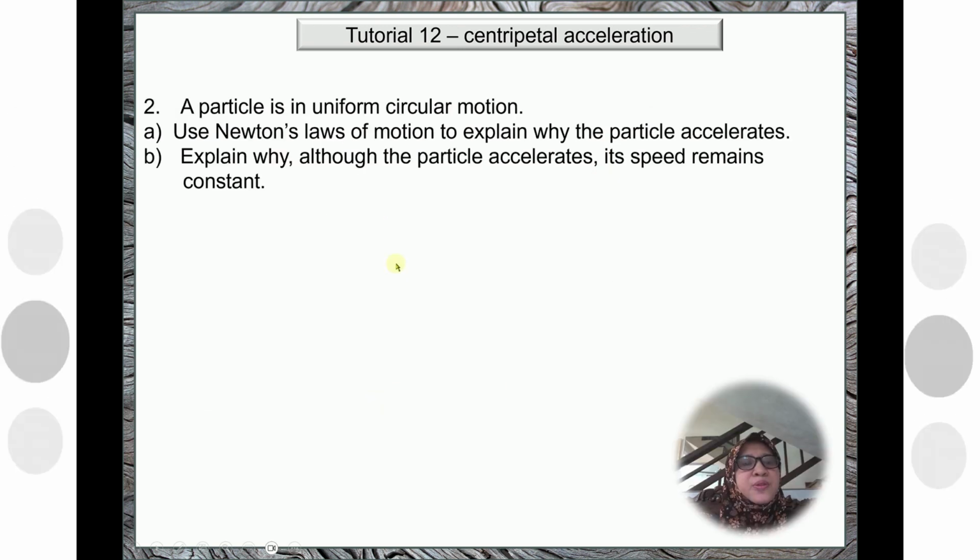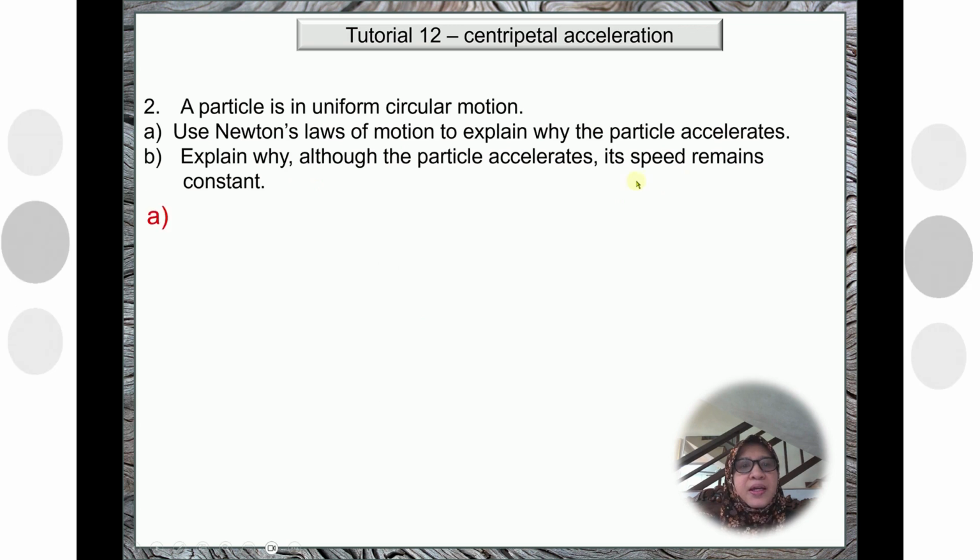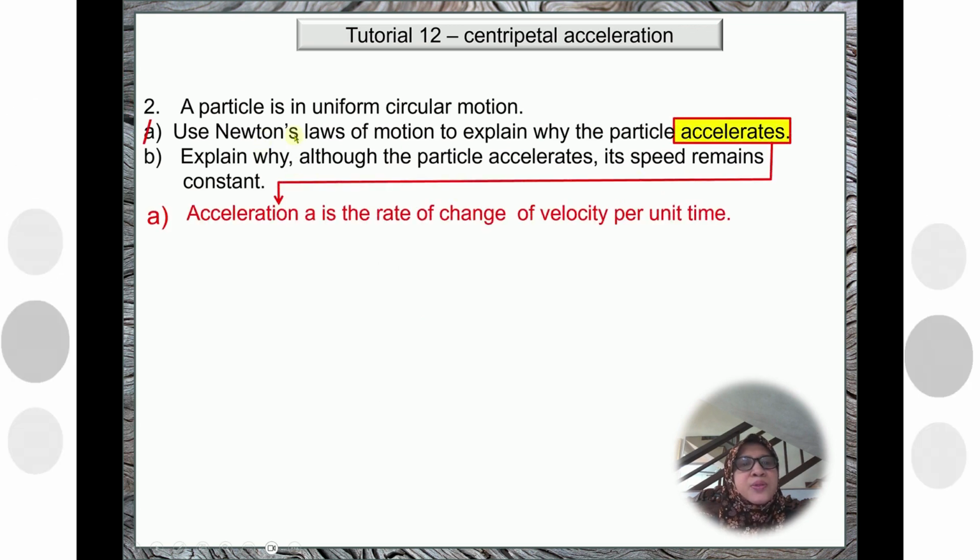Okay, now we go to question 2. A particle is in uniform circular motion. Use Newton's laws of motion to explain why the particle accelerates, and then explain why, although the particle accelerates, its speed remains constant.